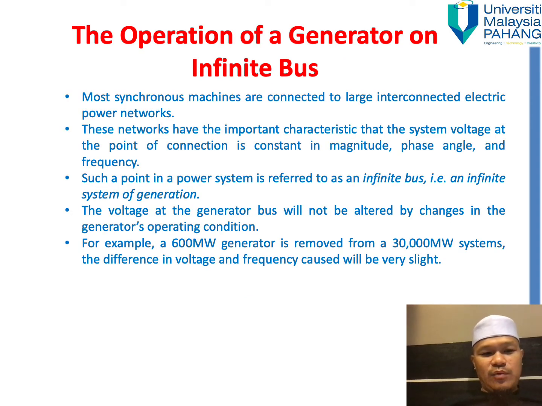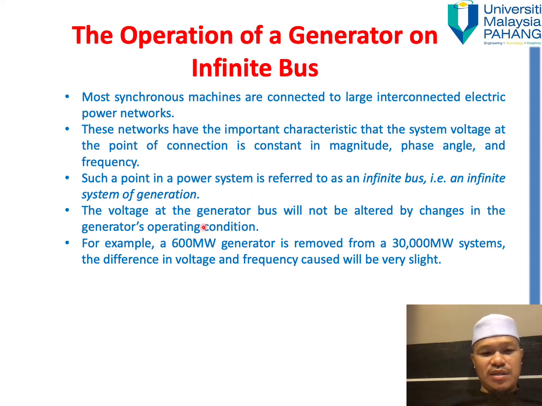Okay, and then we move to the operation of a generator on an infinite bus. So what happens in terms of an infinite bus? Most synchronous machines are connected to large interconnected power system networks. These networks have an important characteristic: the system voltage at the point of contact is constant in magnitude, phase angle, and frequency. Such a point in a power system is referred to as an infinite bus, an infinite system of generation.